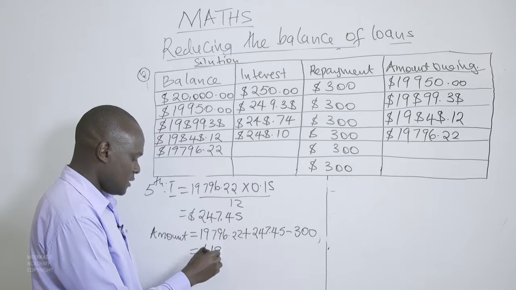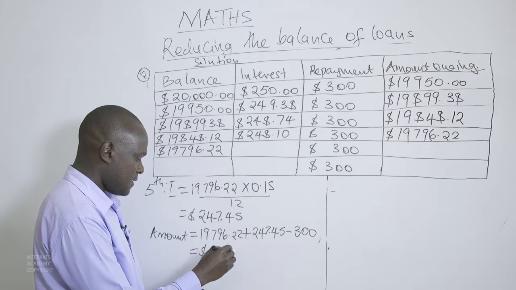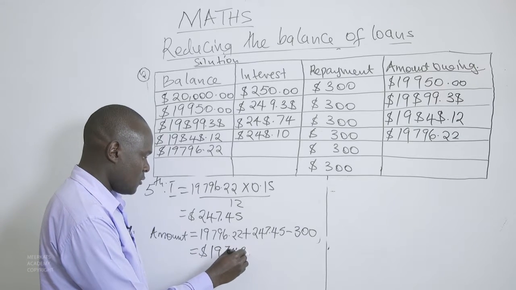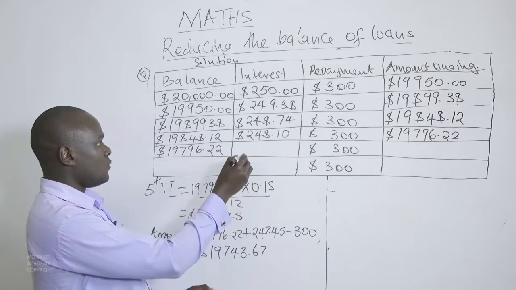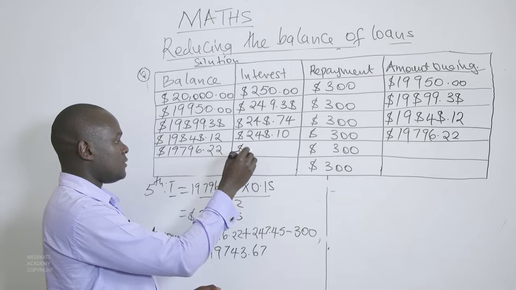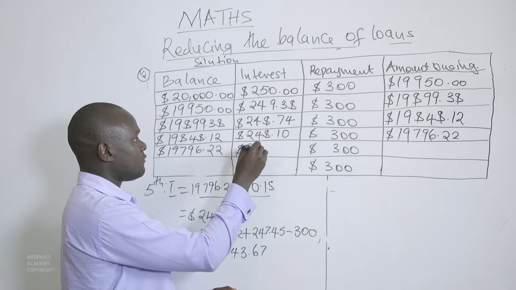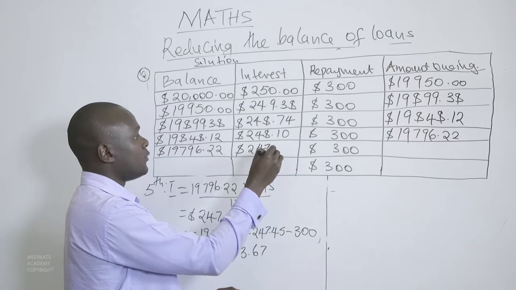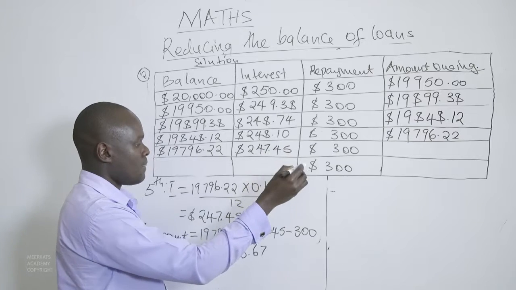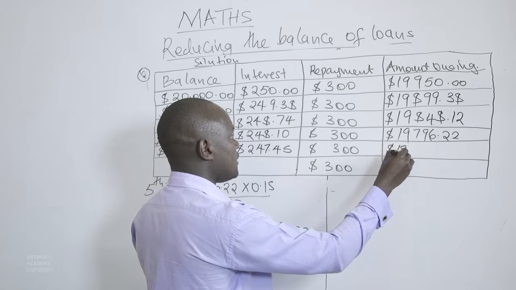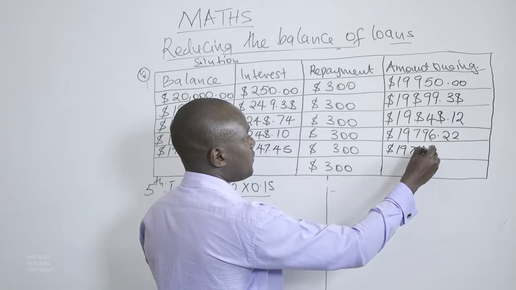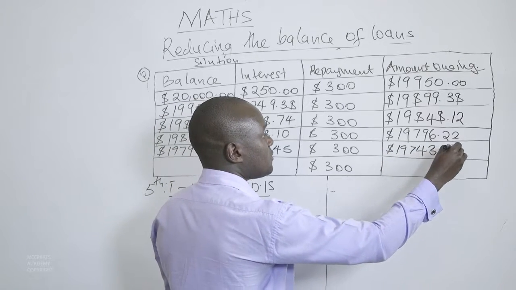This will give us $19,743.67. We have calculated this interest to be 247.45, and this amount owing we have is 19,743.67.